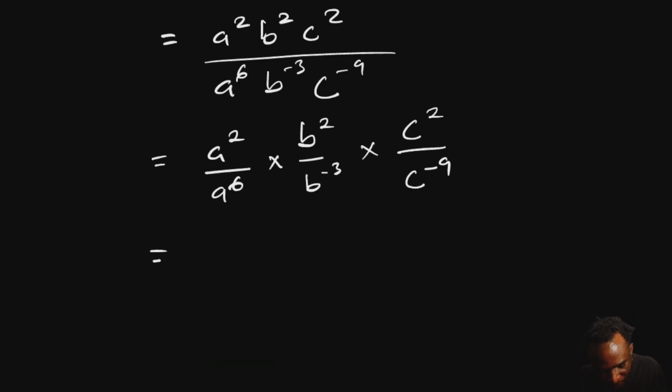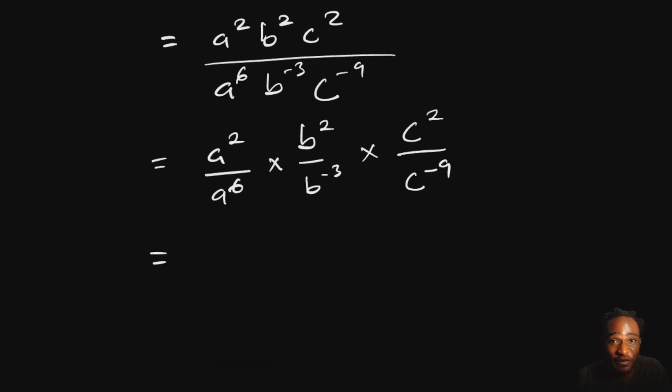So what do you do next? You guessed right, we use the division rule. In the division rule, we write one of the bases. We have similar bases over here, so you just write one of the bases and then subtract the indices. Let's do that right now. We have a as the base. We start with a, and then we subtract the indices.